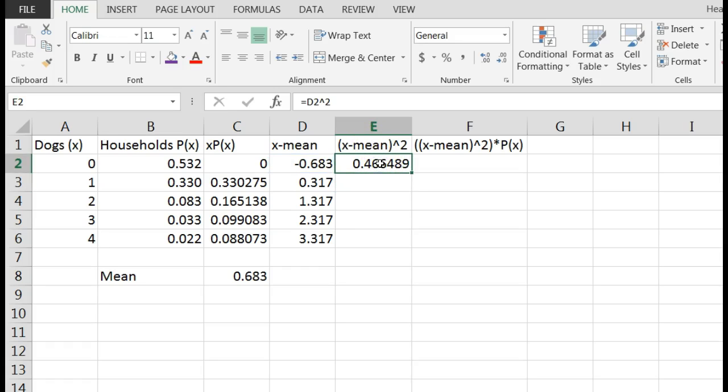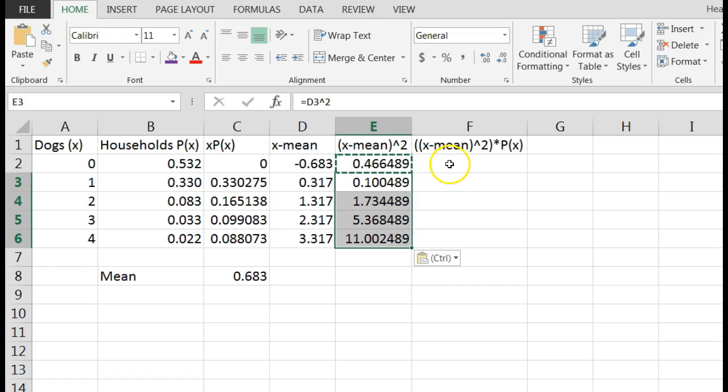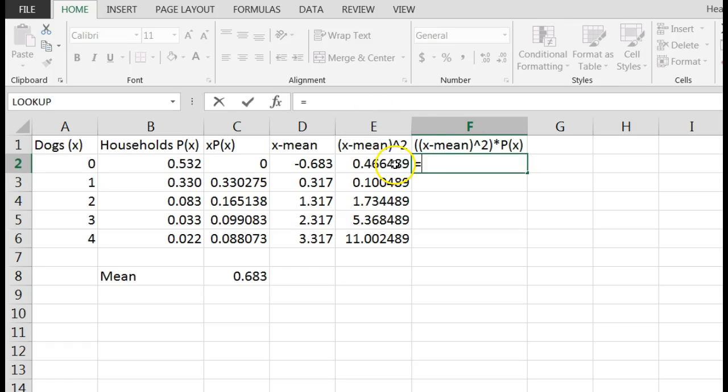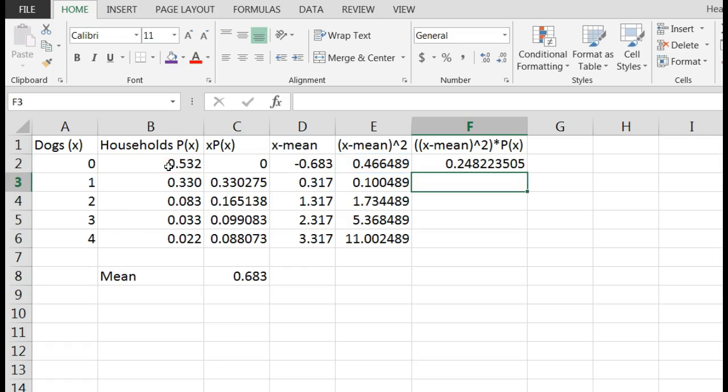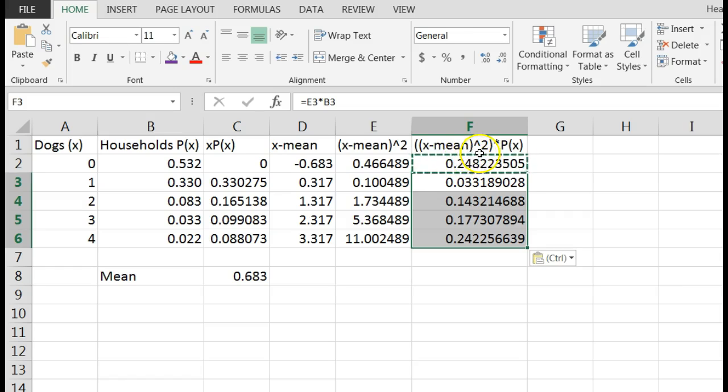There it is. I'm going to do a Control-C, copy that, paste it for the rest of them. So now I have X minus the mean squared. Out to the right of that, I am going to multiply it by the probability of X. So I'm going to say equals, click on this number, times, which is an asterisk, the probability of X out here. I'm going to click on that 0.532, okay. And I'm going to copy that cell, paste all the way down, because this is giving me the X minus the mean squared times the probability of X for each one of these.